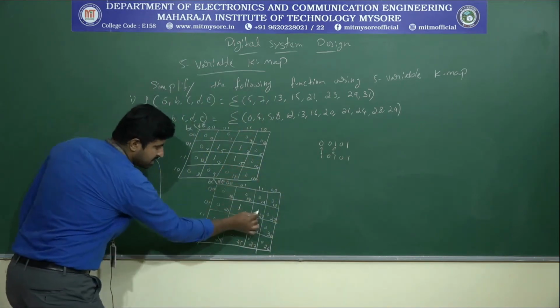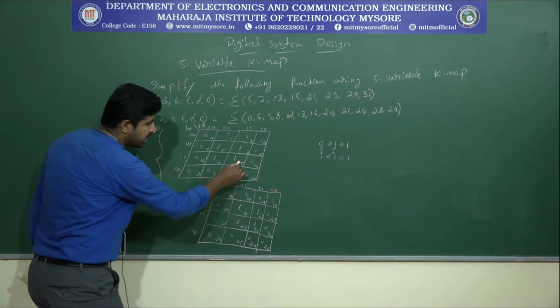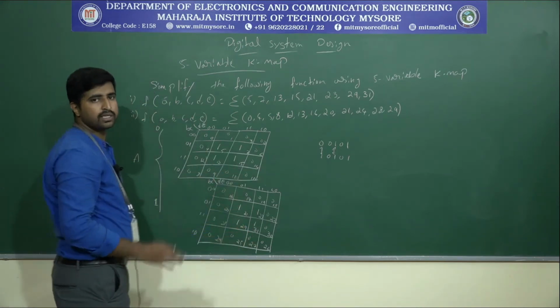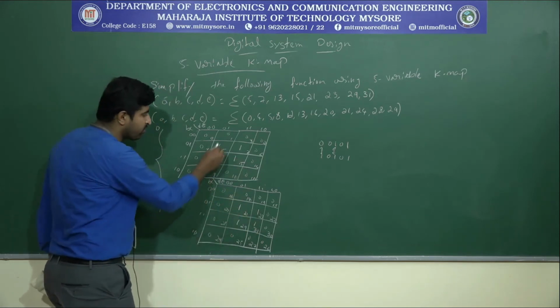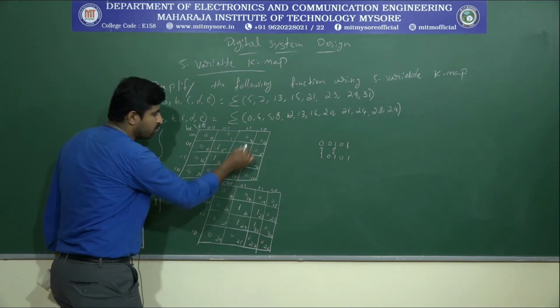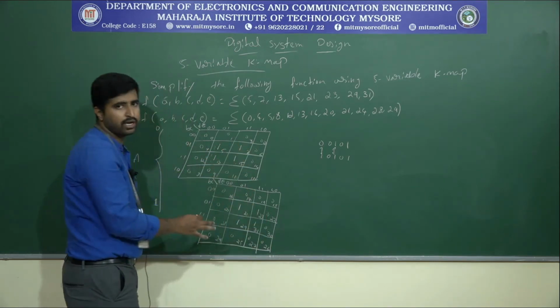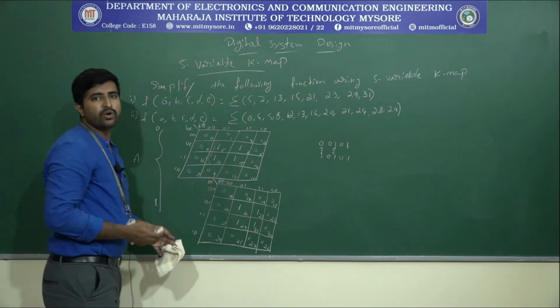Similarly, 7 is adjacent to 23, 13 is adjacent to 29, and 15 is adjacent to 31. So these 8 cells are adjacent. Don't think this is a 4 cell group and this is another 4 cell group. Actually it's not. This will make one 8 cell group.